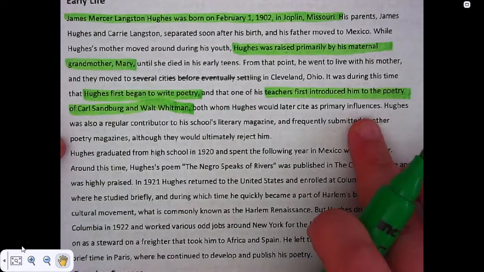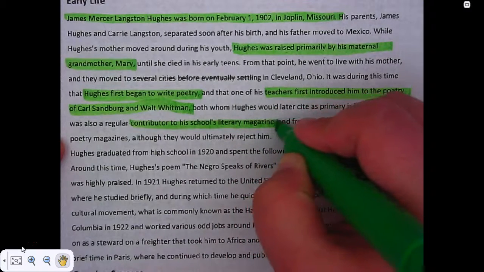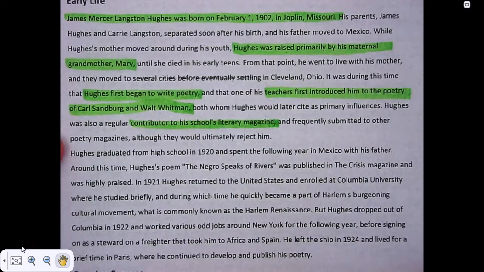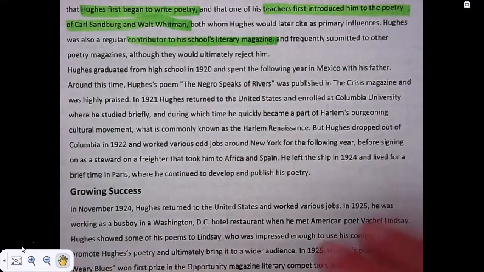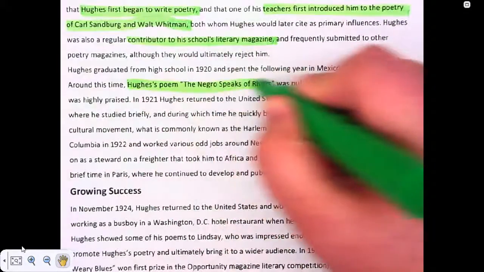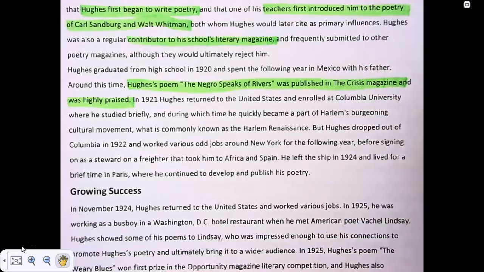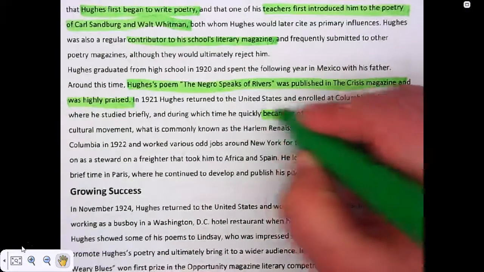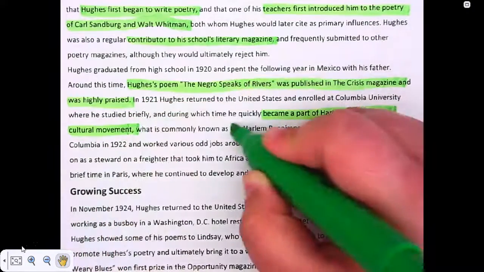Then it goes on to talk about the fact that he contributed to his school's literary magazine. So here he's continuing to put out there the fact that he wants to be a writer, and trying different styles. It continues in the next paragraph to say that his first poem was published in a magazine and highly praised. It continues on to say that he became a part of Harlem's burgeoning cultural movement, called the Harlem Renaissance.